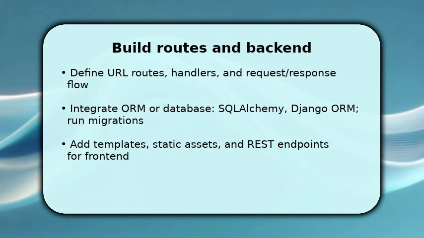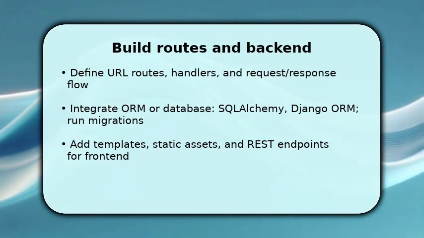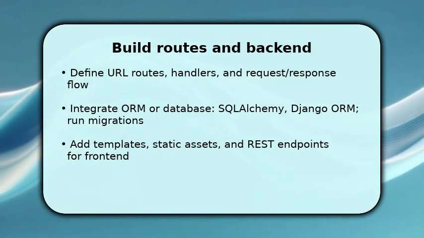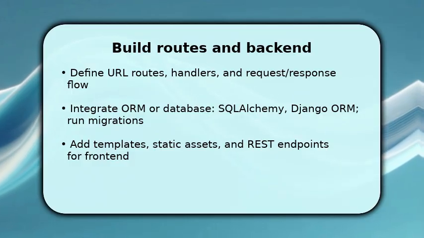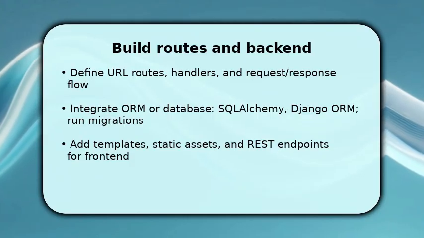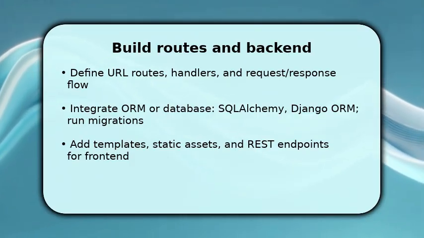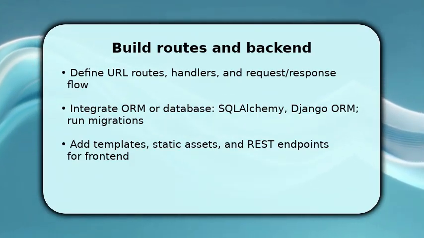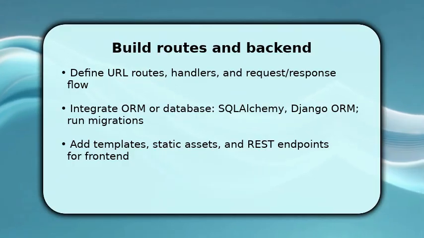You will implement the core logic and data layer that power the site. Start by mapping routes to handler functions or views, then model your domain with an ORM and run migrations to shape the DB. Once the backend responds correctly, connect templates or return JSON for a front-end SPA.